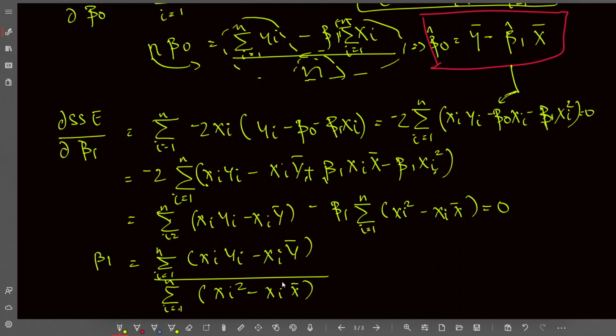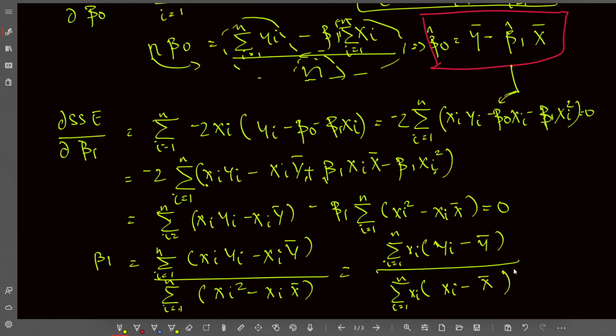Now, is there any way to make this shorter? Well, there is. You can just bring xi out. So this is summation i equals 1 to n of xi times (yi minus y bar), upon summation i equals 1 to n of xi times (xi minus x bar). Okay, so we have this. Just remember this or write this down. I'll switch to the next page.